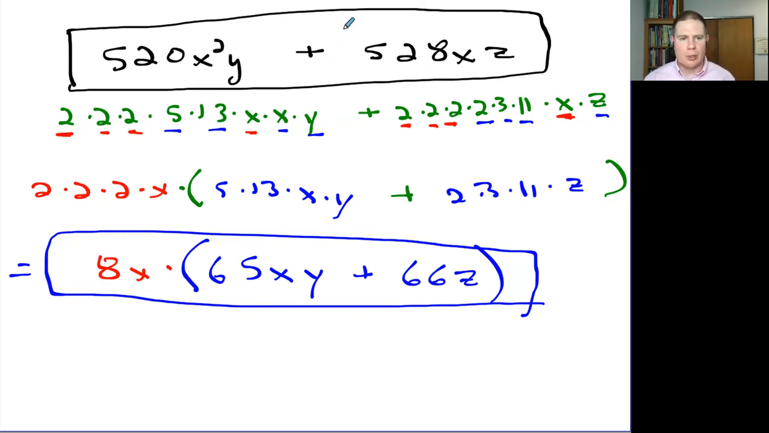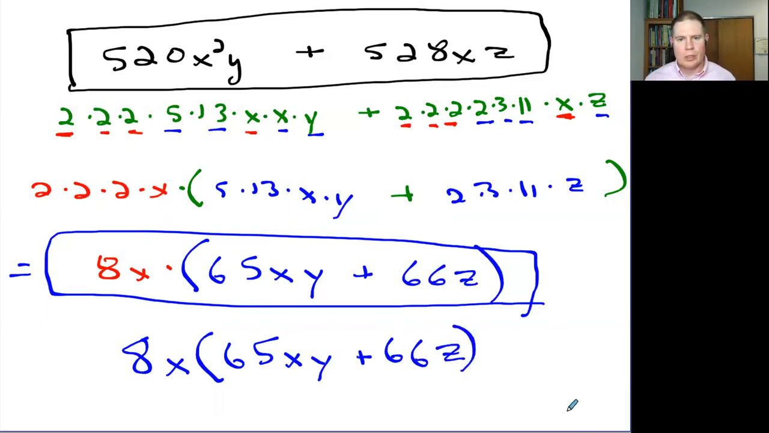So let me just write that one more time, the way you would write it on the test. 8 times x times this binomial. And that's how you factor expressions. You find the GCF of those two expressions. Usually your number is going to be a lot easier than these two. I just keep using the same pair for this whole section here. If you're jumping into the middle of things, just trust me that this is the prime factorization of 520. This is the prime factorization of 528.